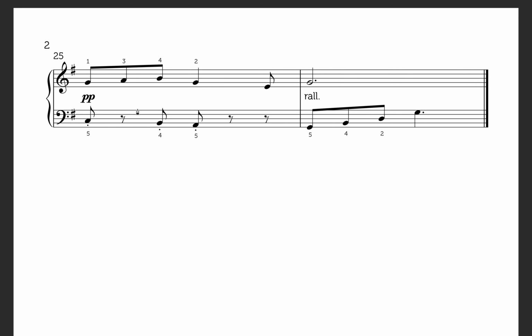Last page of O mio babbino caro. We have several rests in the left hand here. So we have one here, which means that you shouldn't play anything in the left hand when you're playing this right hand note here. And then we have another couple here, which means that you should let go of this note after an eighth note. So while you're holding this note, you're letting go of this one.